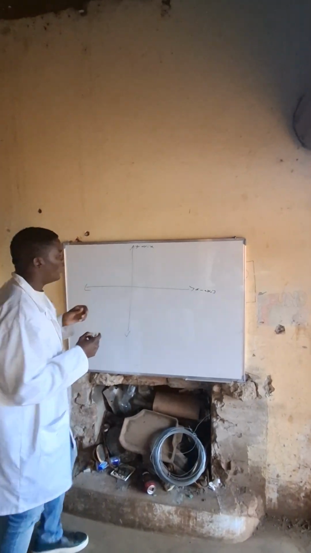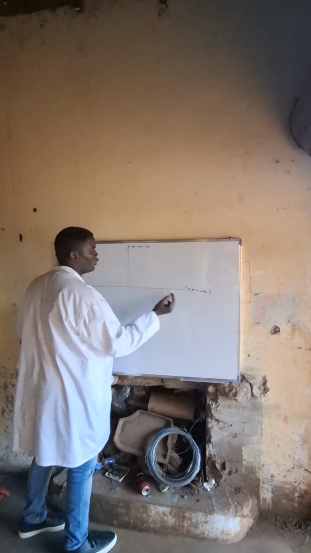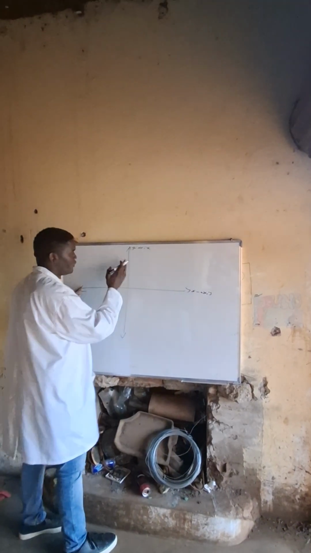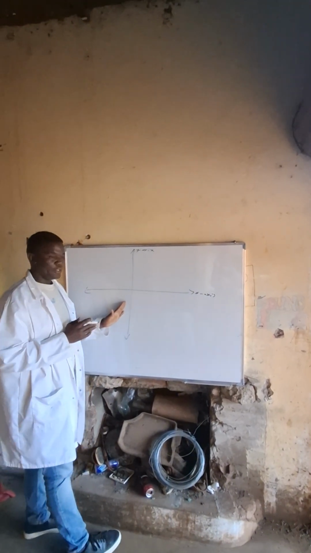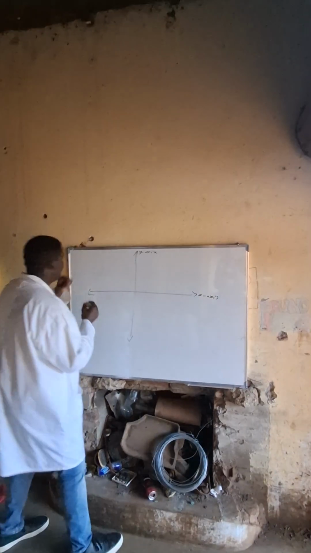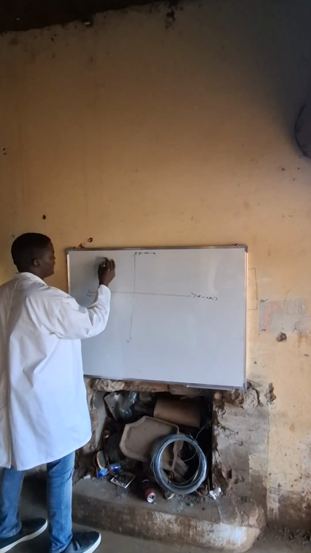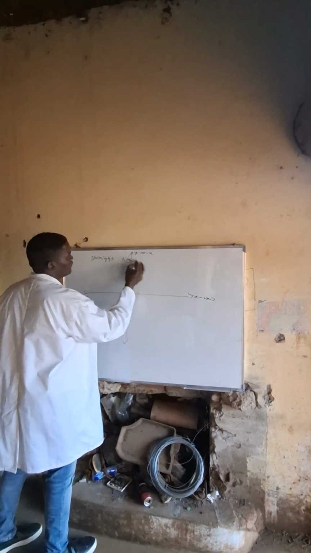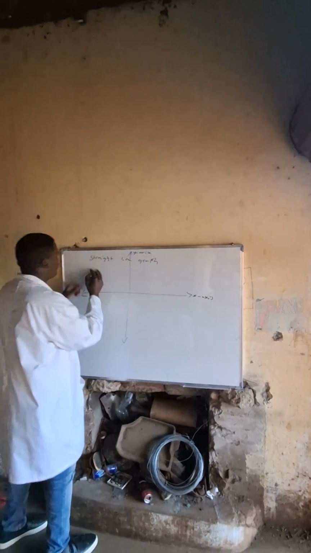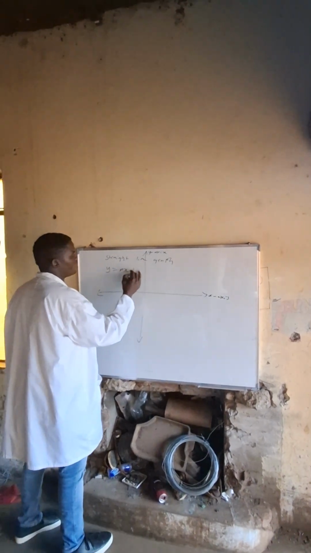Then on this line you are going to plot all the x values. On this one you are going to plot all the y values. First we have the equation of straight line graph, which is y equals to mx plus c.